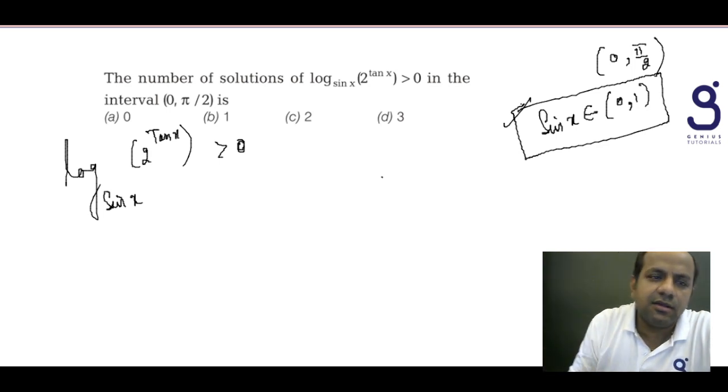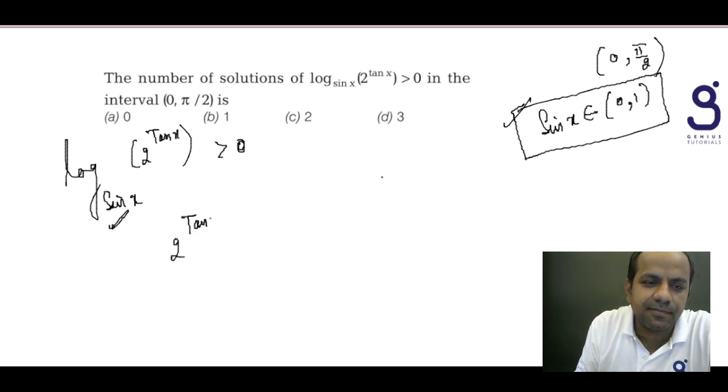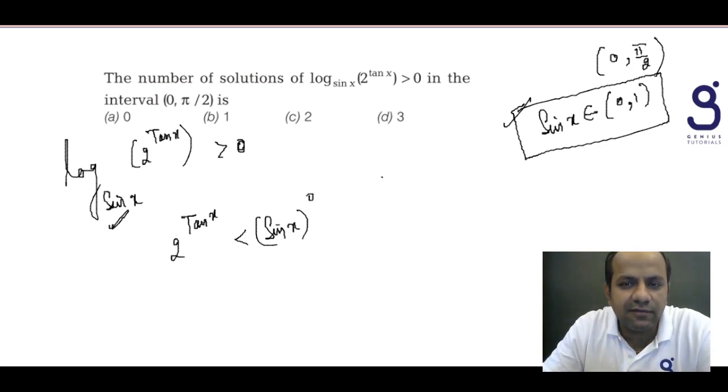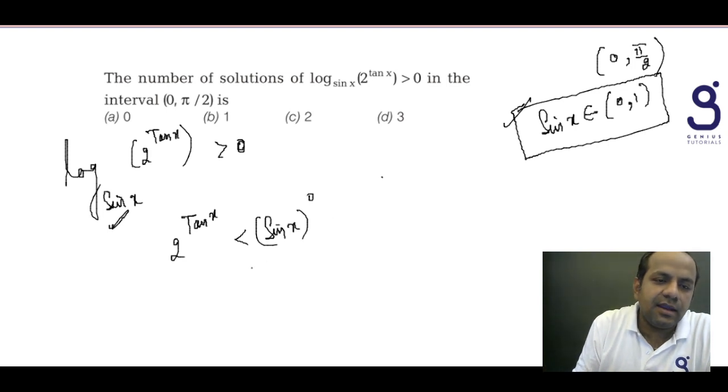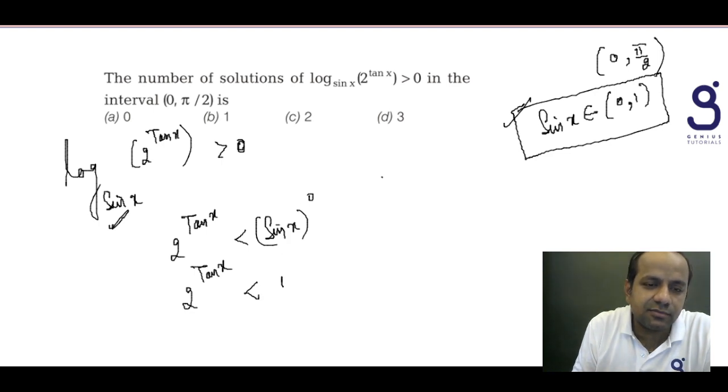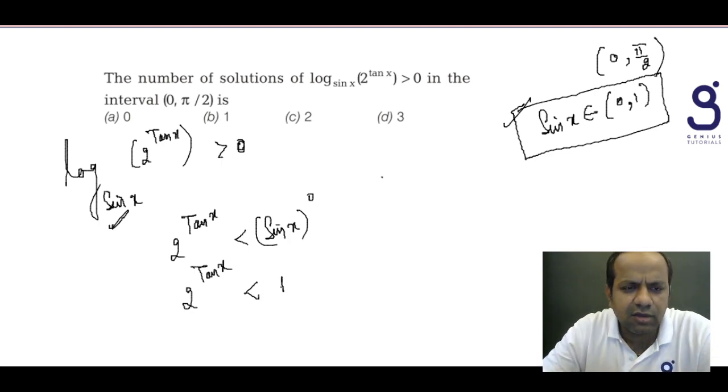this interval. So we can say that this base is less than 1. So if I bring this value on the right hand side, the sign of inequality will change. Sin x to the power 0. The sign of inequality will change because the base is a value less than 1. And 2 to the power 10x will be less than sin x to the power 0, which is 1. Now 2 to the power 10x is less than 1.